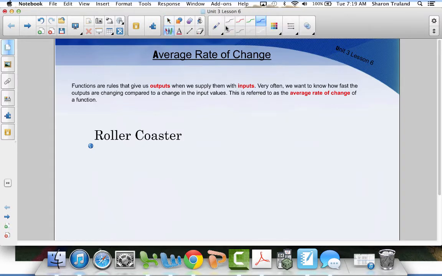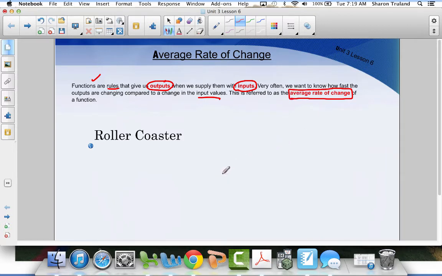Functions, which we've been studying left and right, our rules, in other words, they're just equations. And from these equations, we get outputs when we put inputs in. Sometimes we want to know how fast the outputs are changing compared to the inputs, and that is called the average rate of change.